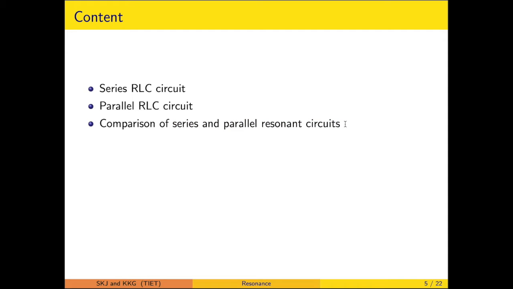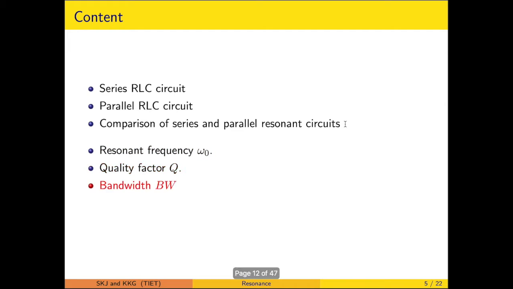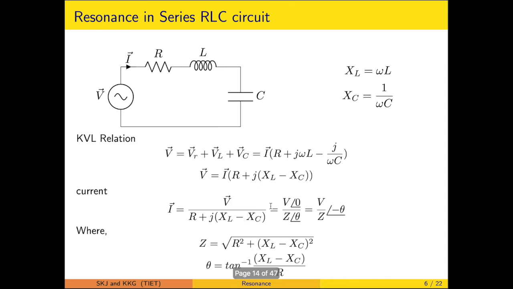The parameters of interest are the resonant frequency, the Q factor, that is the quality factor, the bandwidth, and the half power frequency. Bandwidth comes out to be omega 2 minus omega 1. There is a relation between the half power frequency and the bandwidth. We will also see how these parameters are interrelated.